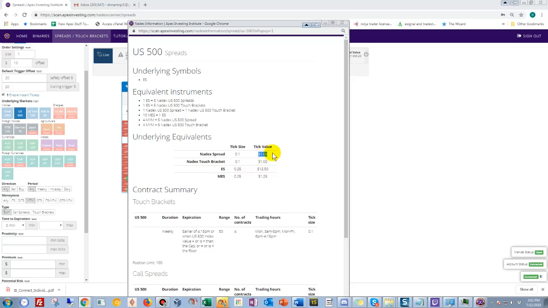The value of a spread is $1 a tick. The value of this touch bracket is $1 a tick. ES, the value is $12.50 a tick. Micro ES, the value is $1.25 per tick.